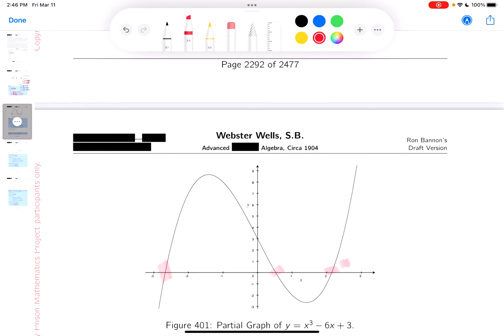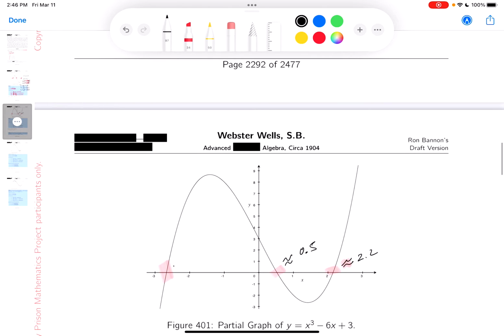I'm going to say roughly, when I say roughly, I'm not saying I know what the number is, but I'm saying this is roughly maybe 2.2. This is roughly 0.5. This is roughly about minus 3.7. Again, these are ballpark numbers, but it's a rough idea what it is.